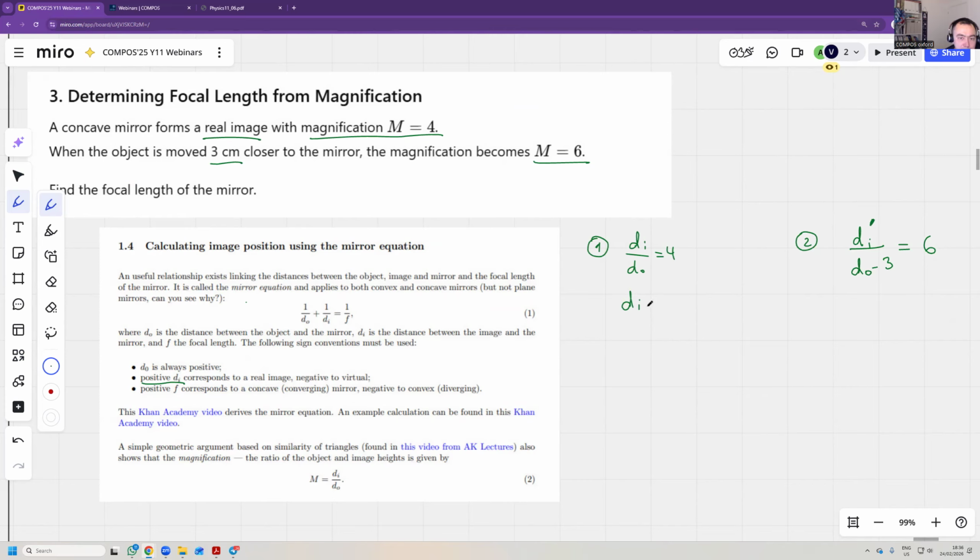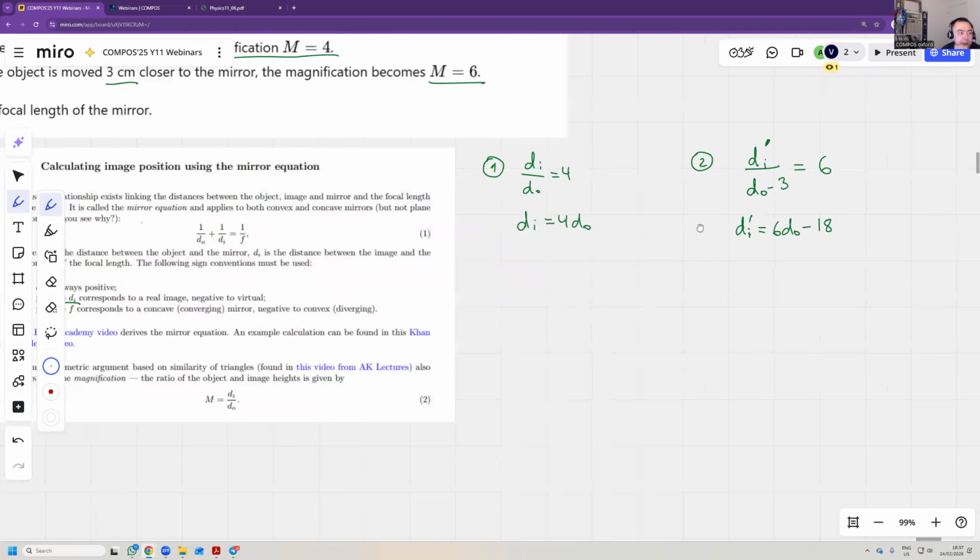DI, image. Okay, DI is 4DO. And here DI dash is 6DO minus 18. DI dash is the new distance. Oh, we need the focal length. Okay.